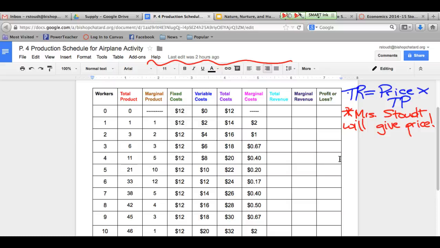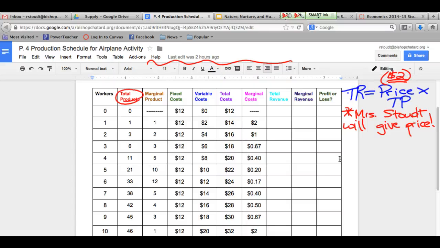In this case, for this particular class period, the price is going to be $2 for the airplane. That's based off what their costs were and how many airplanes they actually made. They need to price them at $2. So to figure out our total revenue going down, here's what we're going to do. We're going to take $2, that's our price, which by the way, totally coincidentally, is the same as our wage, but $2 is our price. We're going to take $2 times our total product.